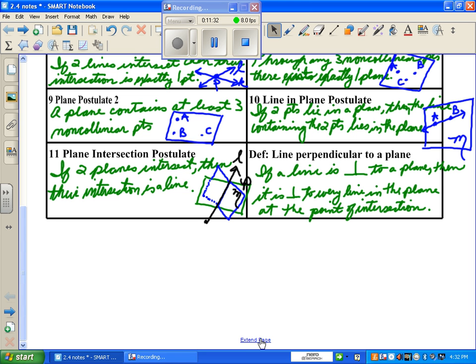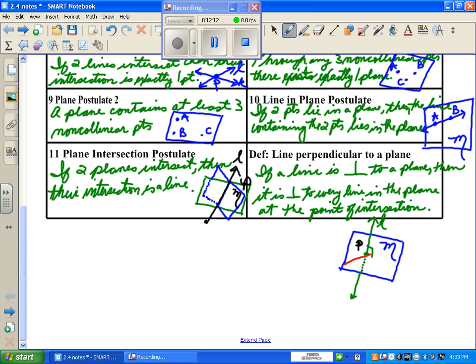So let's draw this. Here I have a plane. Let's call that plane capital M. And then we have this line perpendicular to the plane. Let's call it line L. And it's going through the plane at a perpendicular or at a right angle. Now, if this line is perpendicular to the plane, then it is perpendicular to every line in the plane that intersects at this point. Let's call this point of intersection P.